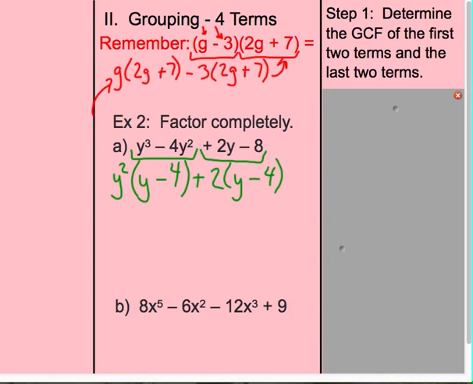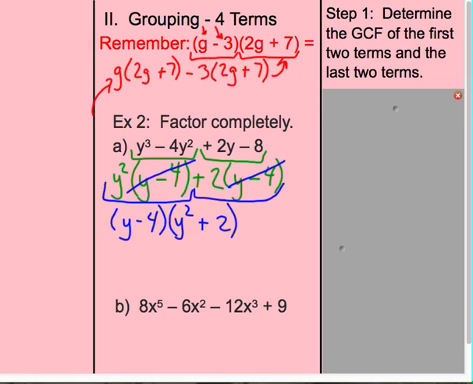I do have a common factor. Remember, I only have 2 terms here. This is term 1, and this is term 2. Sitting on both of those terms is a y minus 4. That is the common factor. When I cancel that from my first term, I have y squared left. When I divide that out from my second term, I have a plus 2 left. Again, I'm going to show you that this does work to get us back what we started with. We can always check our answer when we factor.